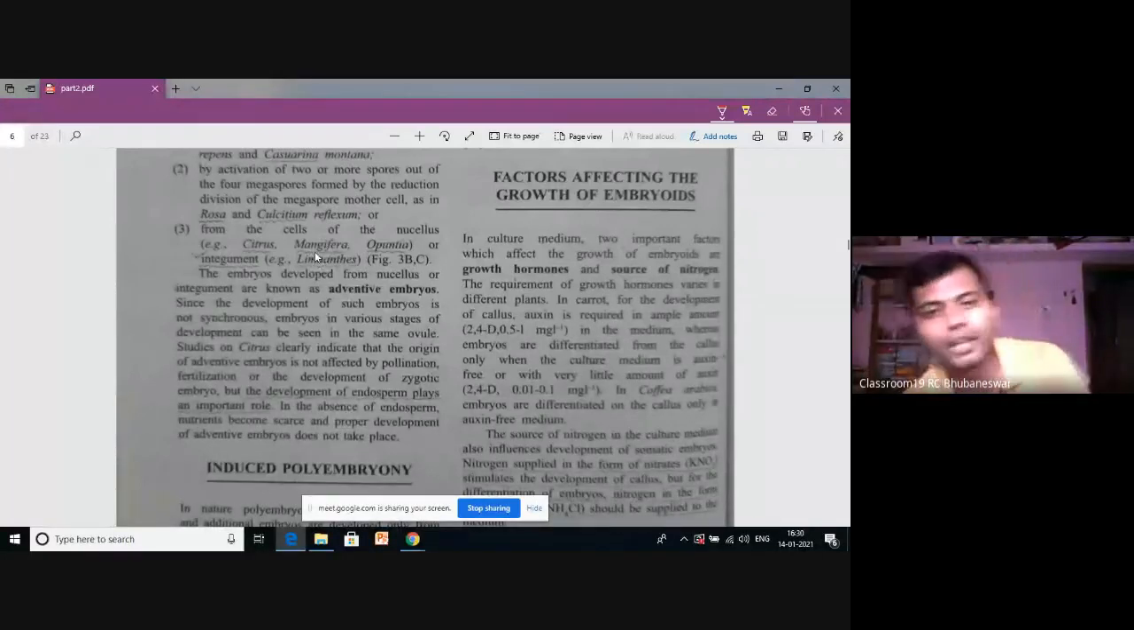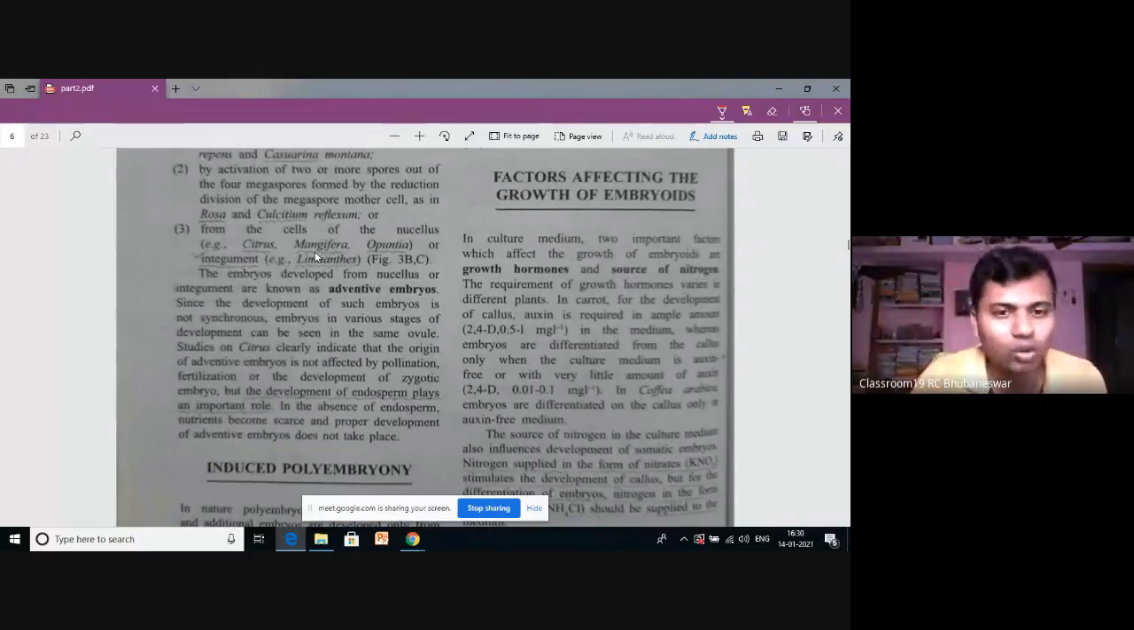Some cells of the nucellus or integument directly act as a zygote, and they undergo the same pattern: the zygote divides to form an embryo. Here there is no embryo sac formed. This concept is known as adventive embryos or adventive embryony. Most of the time this question comes in PG entrance examinations. Adventive embryony is found in mangifera, citrus, opuntia.